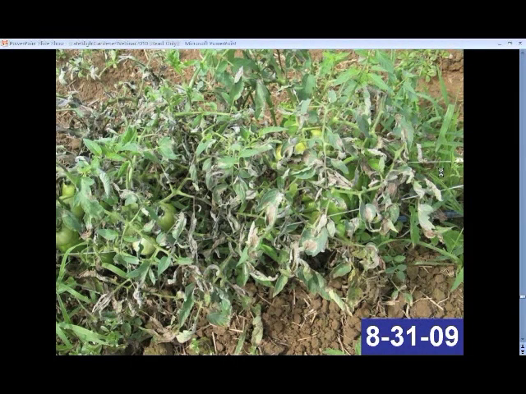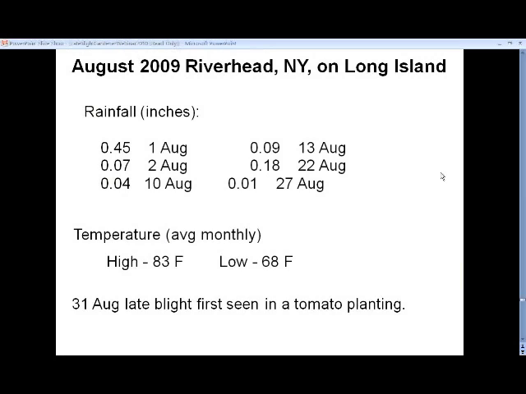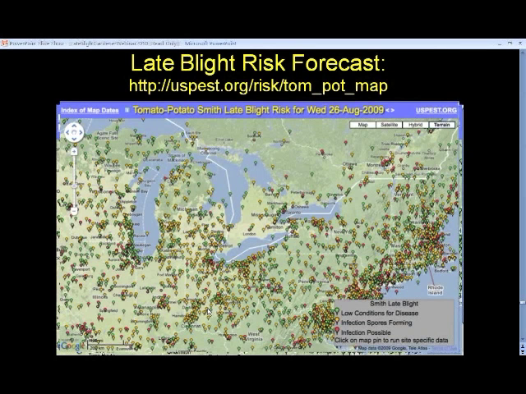Here's that field I showed you earlier, back at the end of August last year, where the severe outbreak occurred. If you look at the weather prior to that outbreak in August, we hadn't even had an inch of rain all of August. Similarly, fairly warm day temperatures that last August. Those are the conditions before late blight was seen at the end of August in that planting.